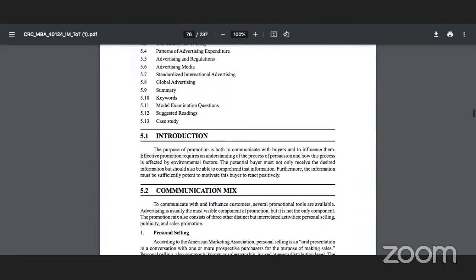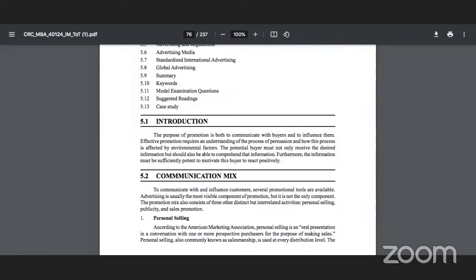So here, the potential buyer not only will receive the desired information, but should also be able to comprehend that information. So if we are talking to a customer and we are using a lot of jargon, or a lot of technical words which may not be relevant for the customer. For example, if I want to buy a washing machine, I want to know fundamentally what the product is all about, the size, the color, factors like that. I don't want to know what is in the motherboard because I may not be able to comprehend it as a consumer. That is why we need to make sure that not only is the desired information reached to the customer or the potential buyer, but they're also able to comprehend that information.